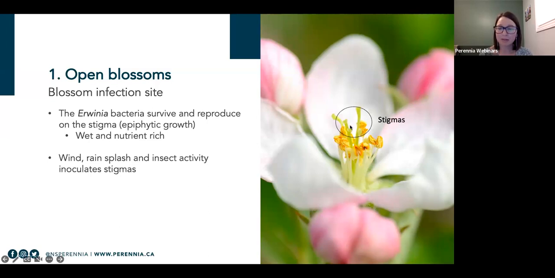So bacterial populations build on these, and it's the wind and the rain splashing and the insect activity that is distributing bacteria from cankers to this stigma site, or from one stigma that's already been inoculated with bacteria to another stigma, that can pass the bacteria along. So essentially, this is where the bacteria is growing, this little site on the flower.